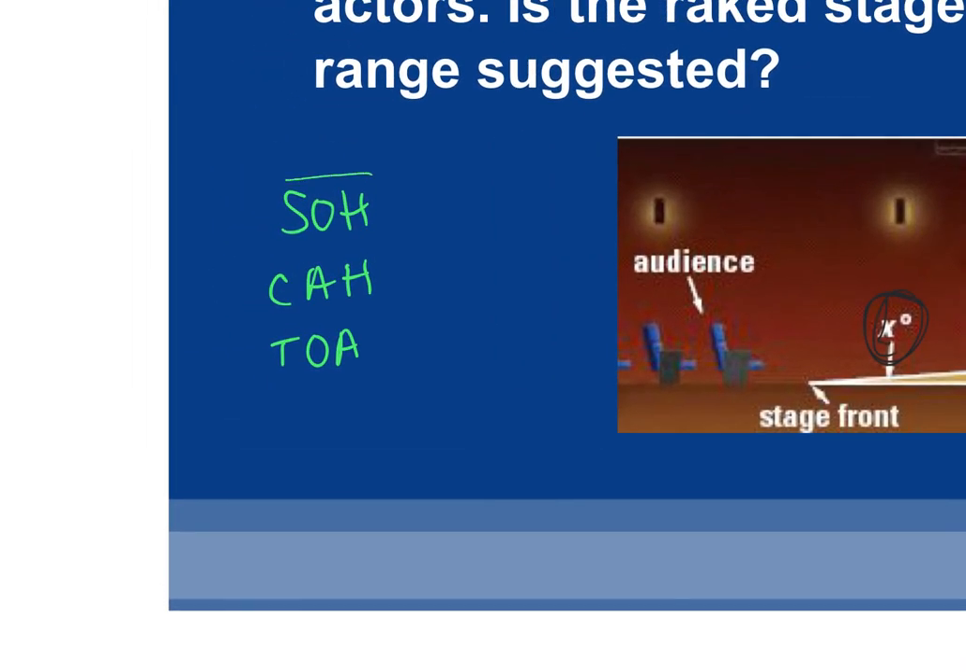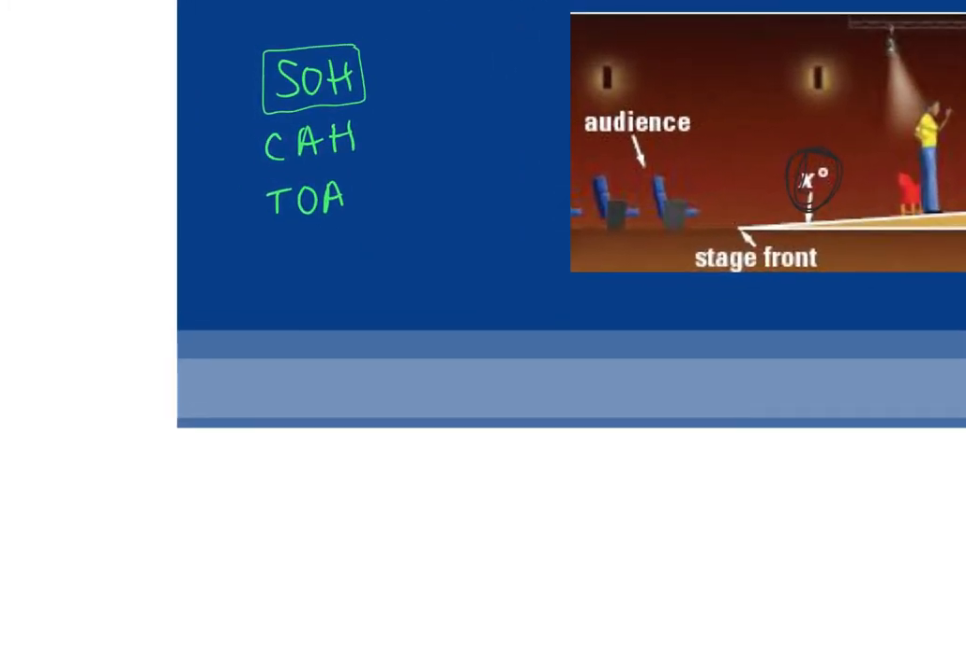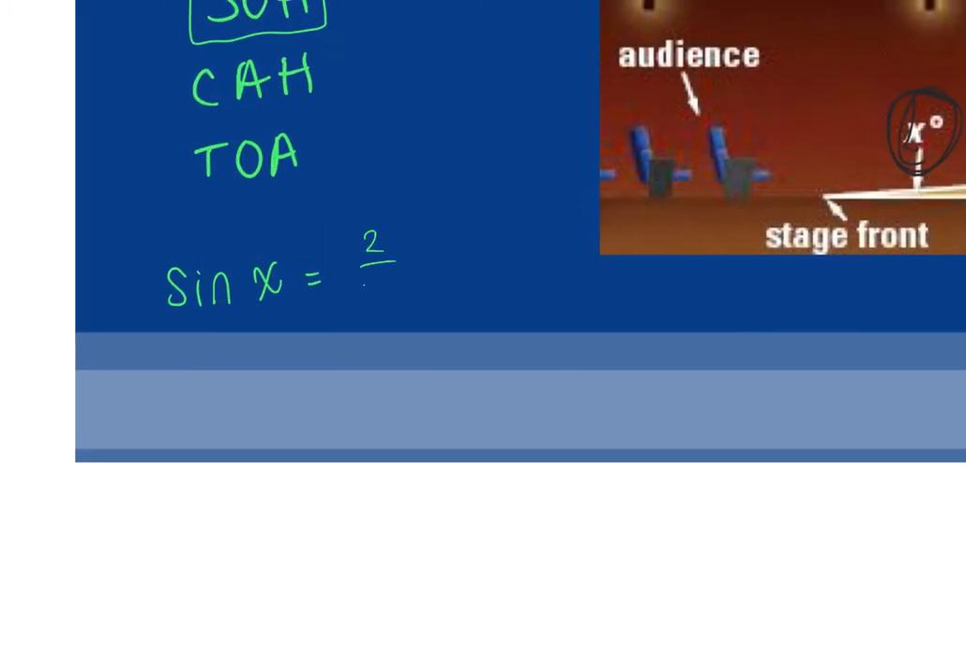Which one deals with opposite and hypotenuse? That would be sine. So all we have to do is set it up as the sine of our angle, x, equals the opposite over the hypotenuse, or 2 over 30. So we just take the inverse sine, so the sine inverse of 2 over 30 is x.